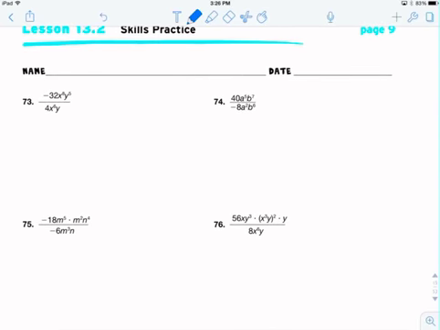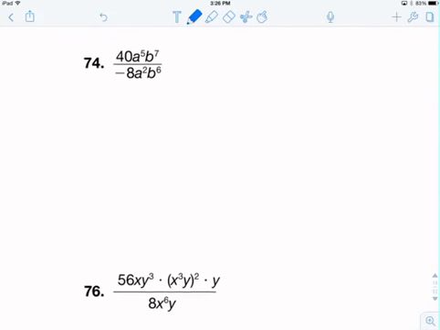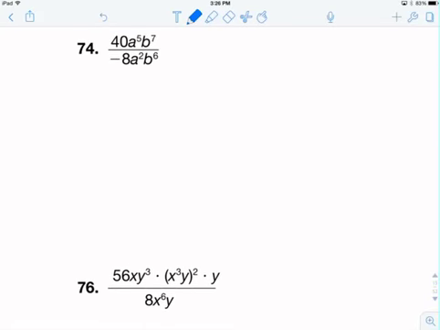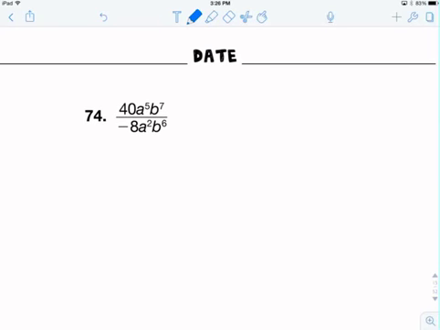Oh, the last page. Girls, hold on. I need to go over this last page. What number is it? 74. Okay, the last page, page 8-3. Look at 76. Let's do 74 first. What will you get?